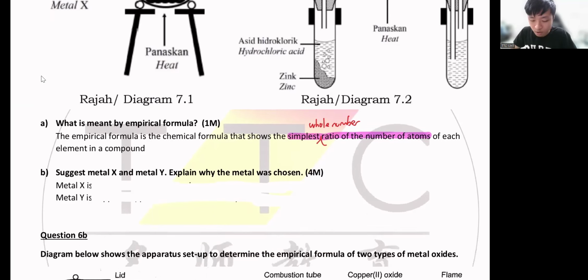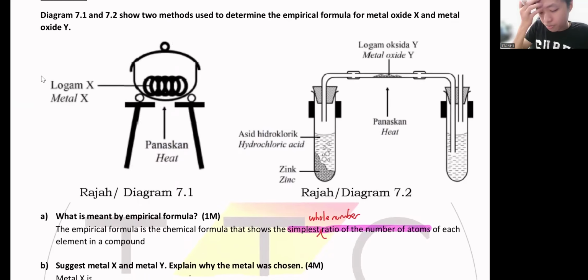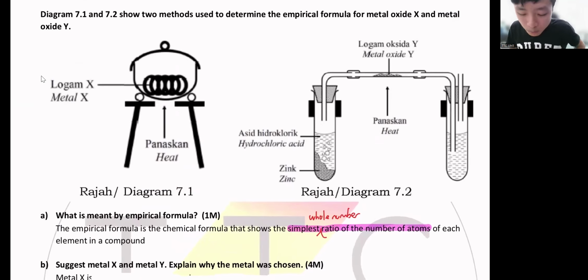Okay, so suggest method X and Y. Explain why the metal was chosen. Now, very simple lah. Okay, method X. Now this one, okay, the crucible one. So I write for you the reactivity of metal.